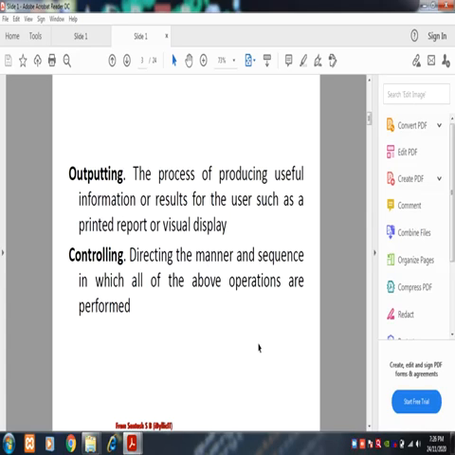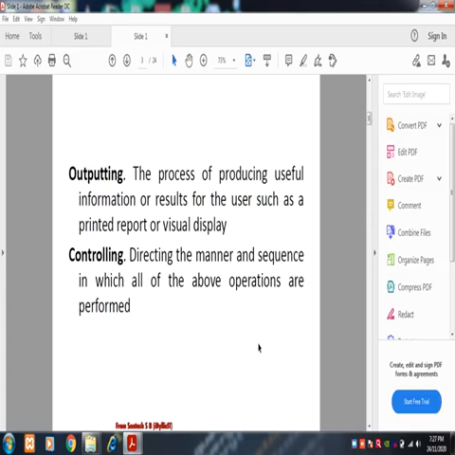It's like running any program or any task. You can see what the expected result is that came out. It can be viewed as a report or visual display. That is outputting. Your computer also has the capacity to produce the proper output.